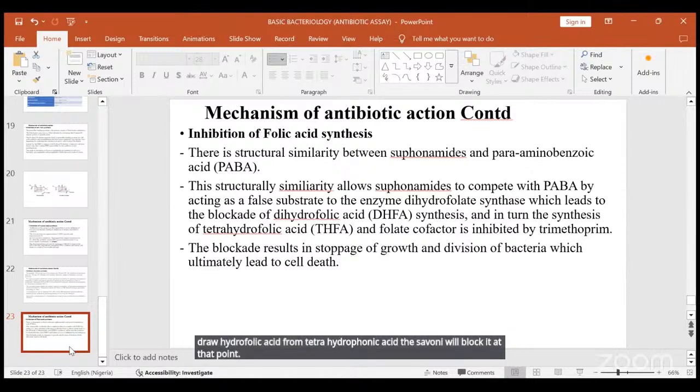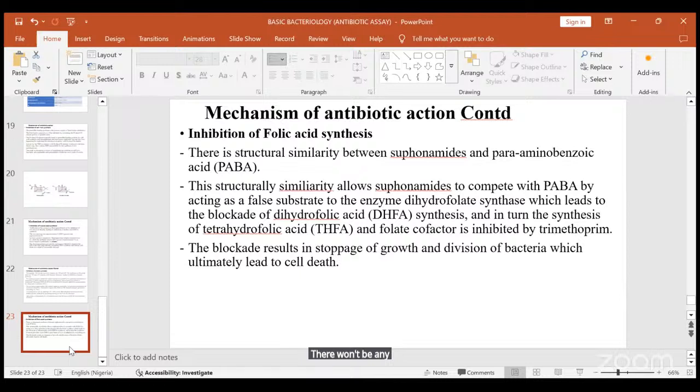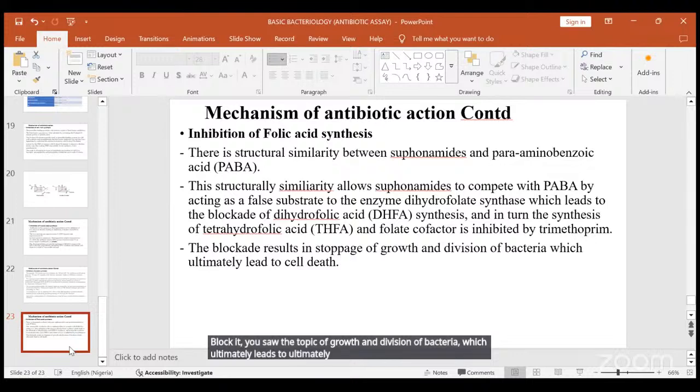There won't be any synthesis of dihydrofolic acid and tetrahydrofolic acid. The blockade results in stoppage of growth and division of bacteria, which ultimately leads to cell death.